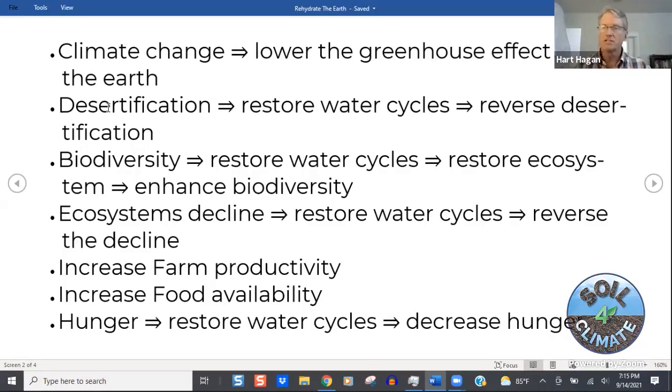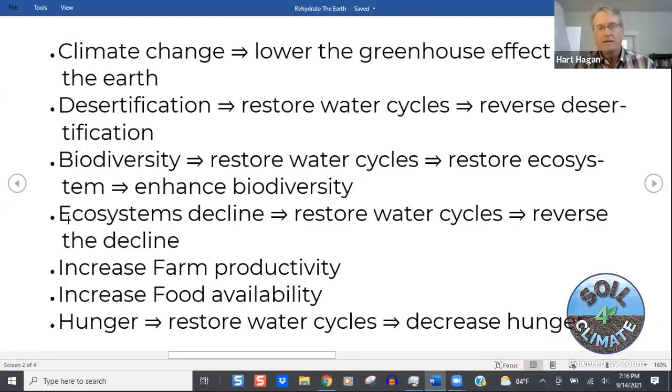Next item here is biodiversity. So we have declining biodiversity. We want to reverse that problem. We want biodiversity to go back up. Biodiversity means biological diversity. It means how many animals, how many plants, how many microorganisms, how many fungi are in any given place in the ecosystem. The more diverse the ecosystem is, that's literally a measure of life itself. It's a measure of nature. If we want to know whether nature is working very well, then the measure of that is biodiversity. If we restore water cycles, we can restore ecosystems and thereby enhance biodiversity.